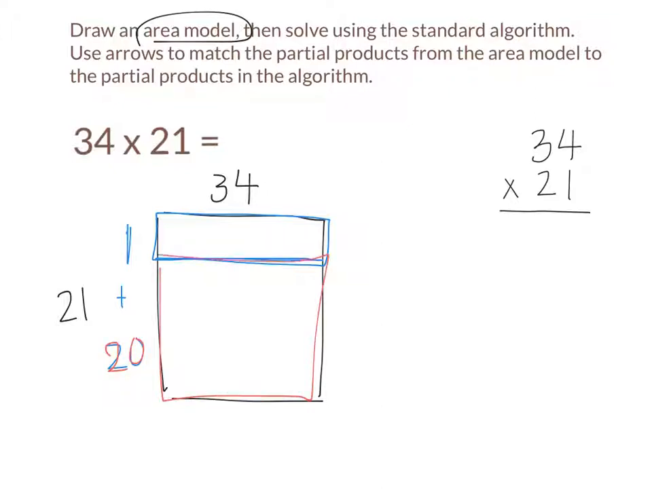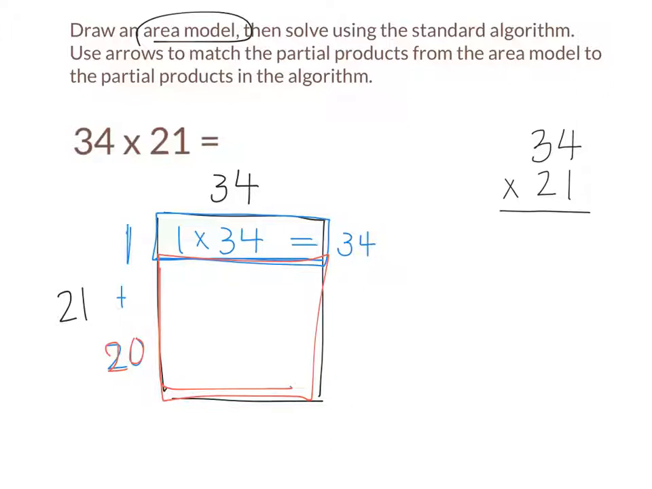Okay. How can I find the area of that top blue section? I need to do the length times the width, so it'd be 1 times 34. What is that? What's 1 times 34? 34. So let's write that. Is that the total product? No. That's a what kind of product? Partial product. So we're always going to write the partial products on the side over here. You could even write an equal sign there if you want.